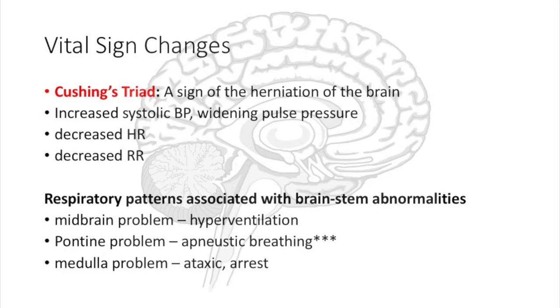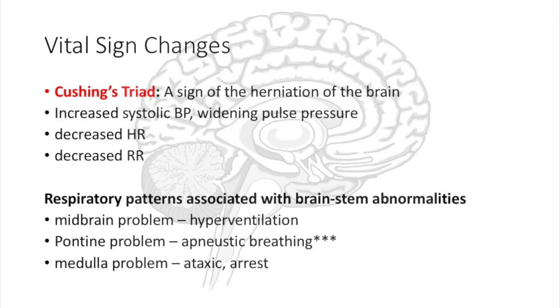So the signs are increased systolic blood pressure and a widening pulse pressure. This means typically the diastolic is going to stay about the same while your systolic blood pressure rises. Also a decreased heart rate and a decreased respiratory rate. So that's Cushing's Triad.